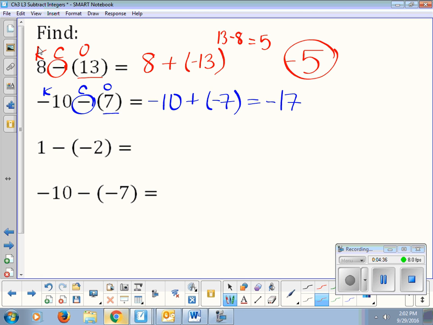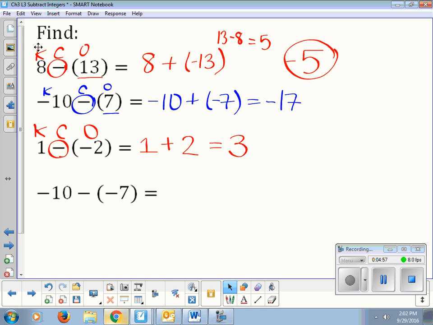Next question. 1 minus negative 2. Keep, change, opposite. Our first one stays the same. We change our minus sign to a plus sign. And what is the opposite of negative 2? Positive 2. What's 1 plus 2? 3. There's our answer.